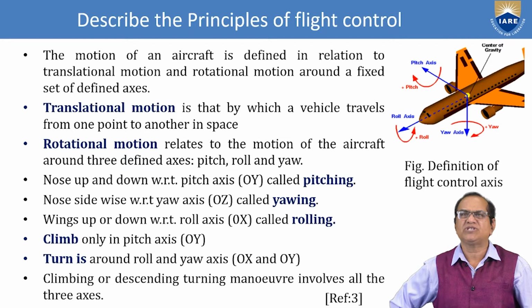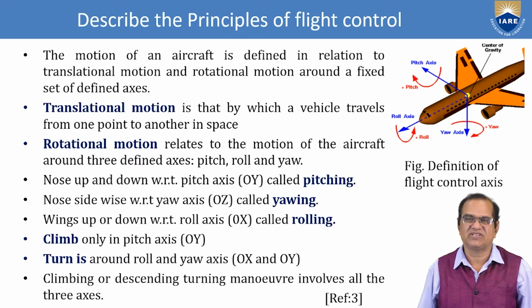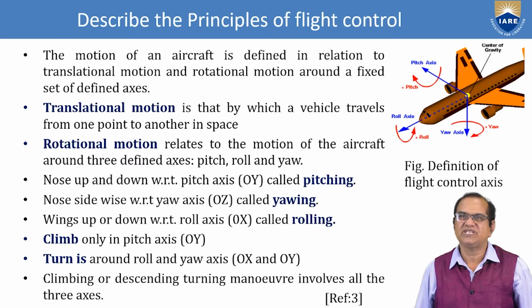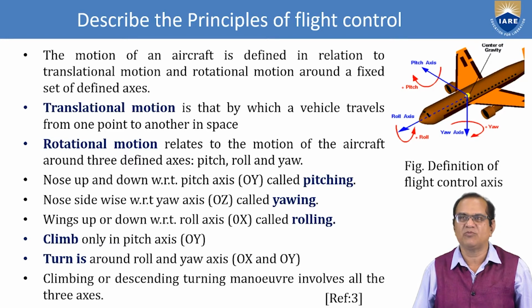So the motion of an aircraft is defined in relation to the translational motion and the rotational motion around a fixed set of defined axes. I will be discussing this just after this. Translational motion is that by which a vehicle travels from one point to another in space. Rotational motion relates to the motion of the aircraft around the 3 defined axes: pitch, roll and yaw.